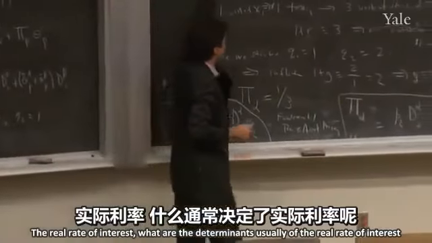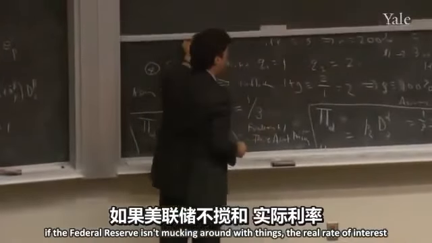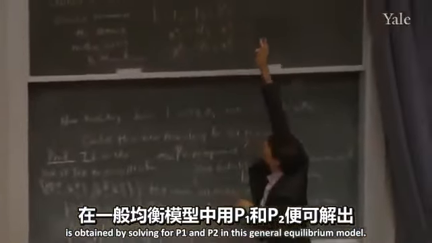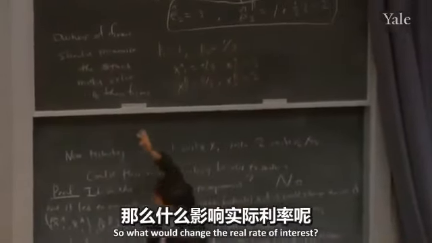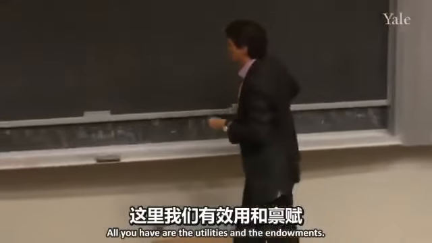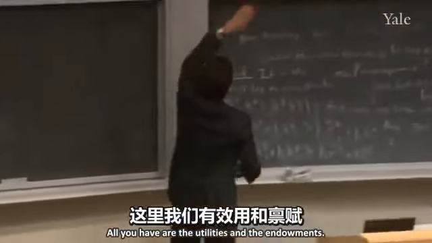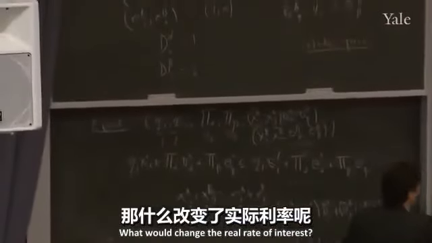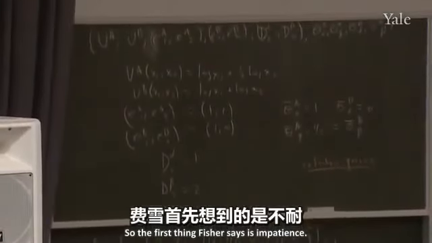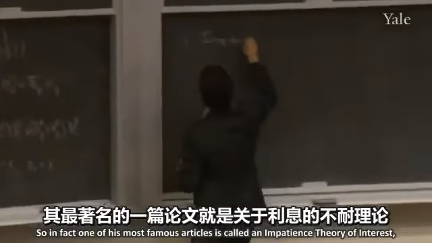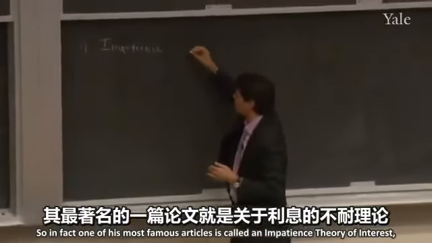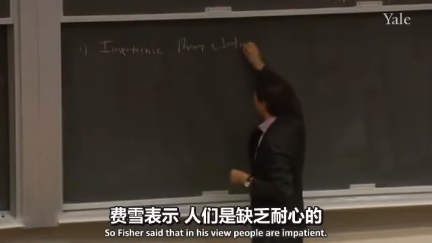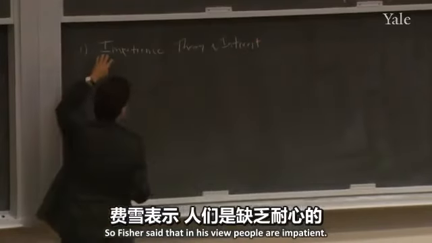What are the determinants usually of the real rate of interest, if the Federal Reserve isn't mucking around with things? The real rate of interest is obtained by solving for P1 and P2 in this general equilibrium model. So what would change the real rate of interest? All you have are the utilities and the endowments. Here's the economy. What would change the real rate of interest? The first thing Fisher says is impatience. In fact, one of his most famous articles is called An Impatience Theory of Interest. So let's call it that. Impatience Theory of Interest.